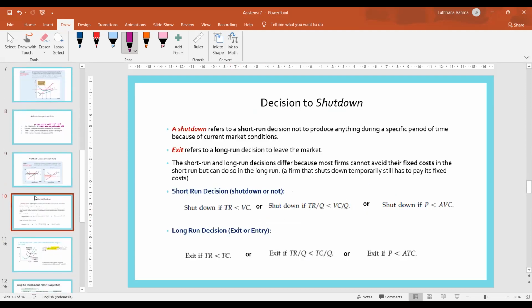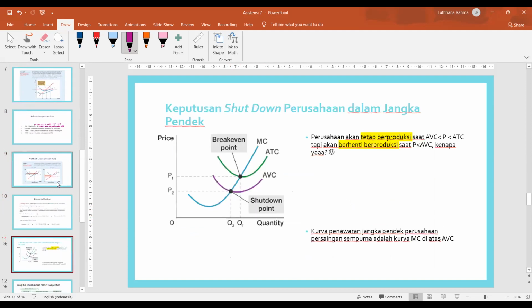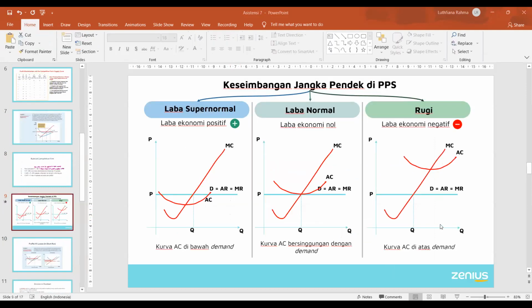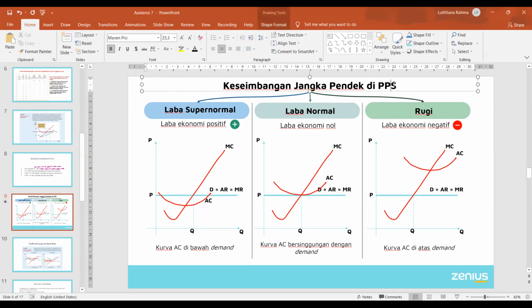Okay, now later I will prepare the slide for the short run. So here I have already prepared the long run equilibrium, the long run condition in the perfectly competitive market. In Bahasa, perfectly competitive market is called pasar persaingan sempurna.